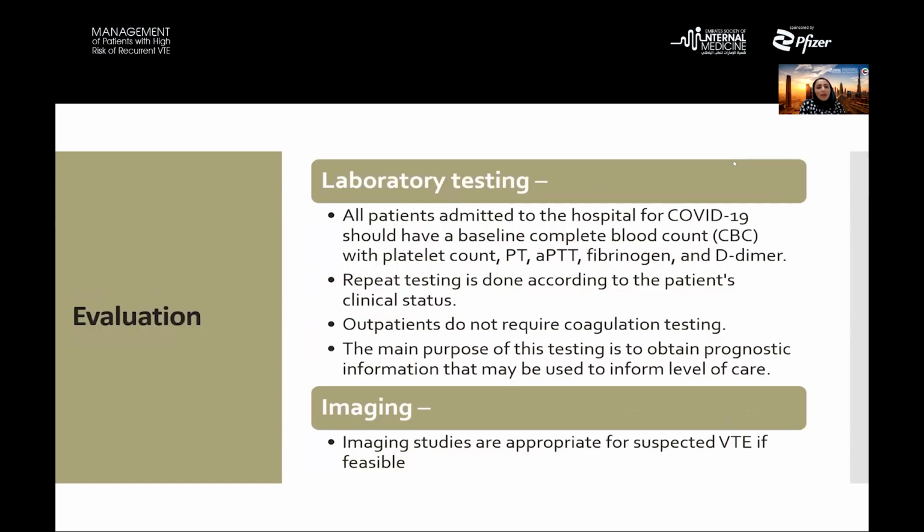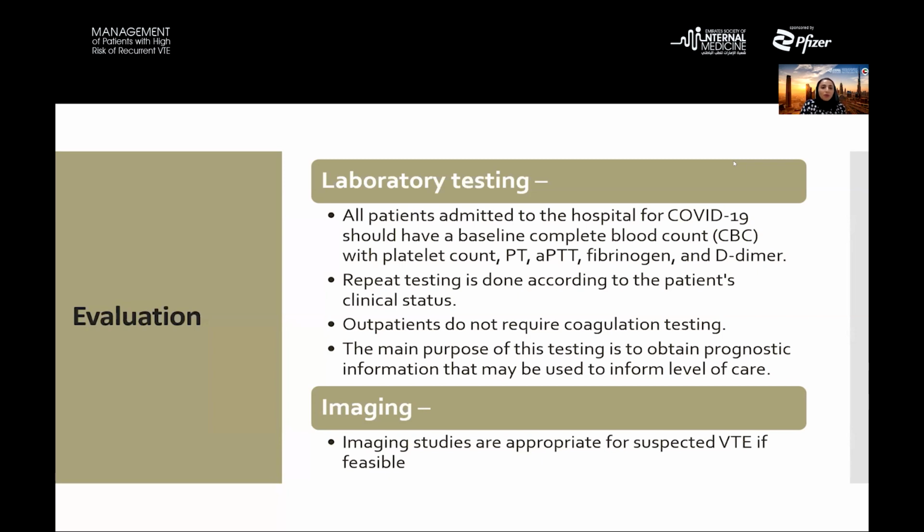So what do you do? How to evaluate thrombosis in COVID-19? We start with laboratory testing. All patients with COVID-19 should have a baseline FBC with a manual platelet count if the platelets are low, PT, PTT, TT, fibrinogen, and D-dimer. And we repeat the tests depending on the clinical status. For stable, asymptomatic patients, especially those in the outpatient setting, you don't need to repeat the tests. Most of the recommendations are not to test the coagulation if the patient is asymptomatic and at home.